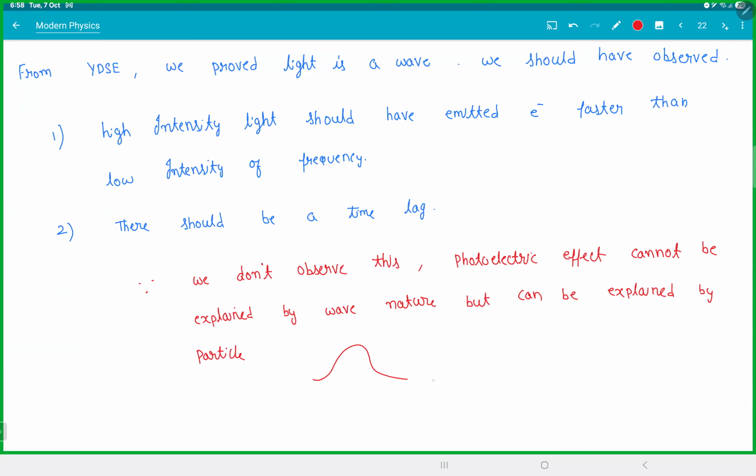Do you guys remember, if I send two waves in the opposite direction, what will happen? Can waves collide? They just pass through each other. Do you remember? If you send two waves through each other, they just pass through each other. They don't interfere. Explained by particle nature.